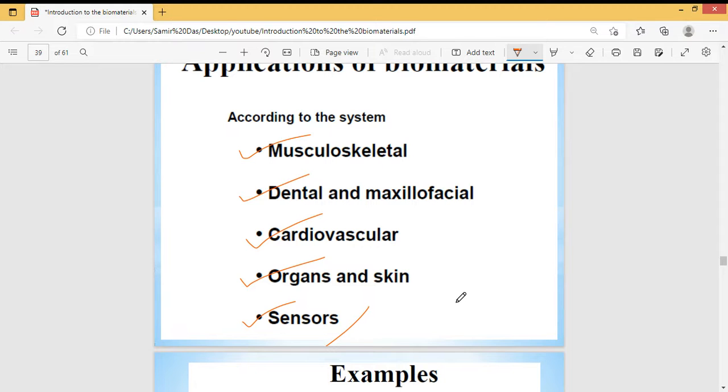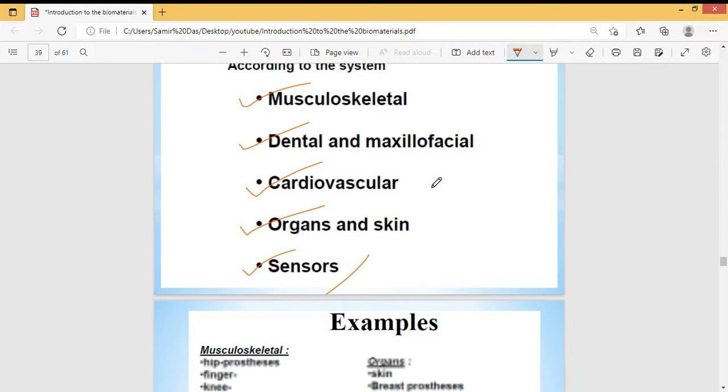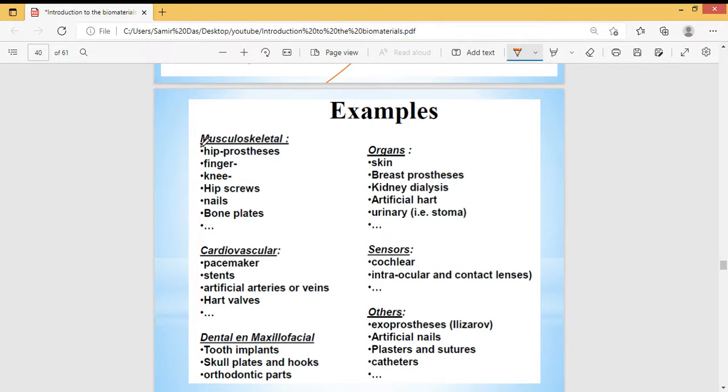So biomaterials are applied on the basis of their properties, such as physical, chemical as well as mechanical, and in that categorization of the biomaterials, they are applied in different application zones. First come to the musculoskeletal part. This is basically the load bearing zone. So hip prosthesis, fingers, knees, nails, bone plates come under this consideration.